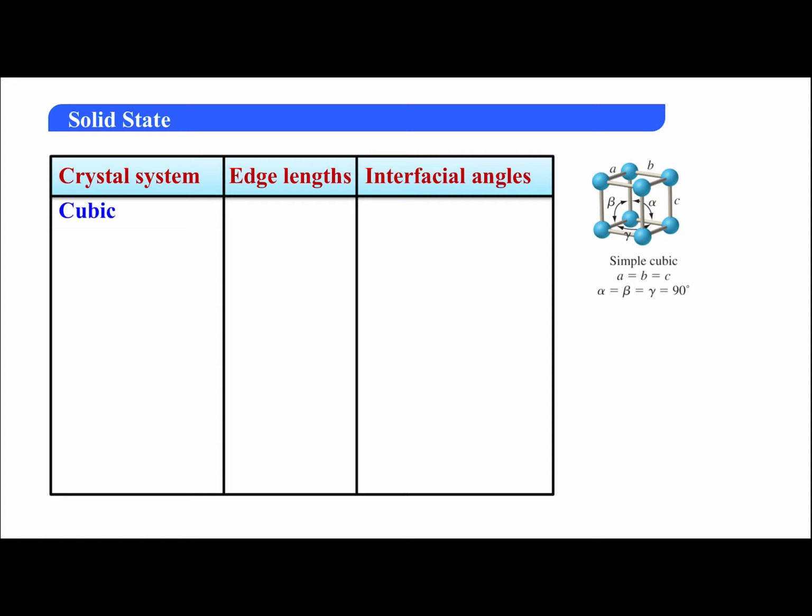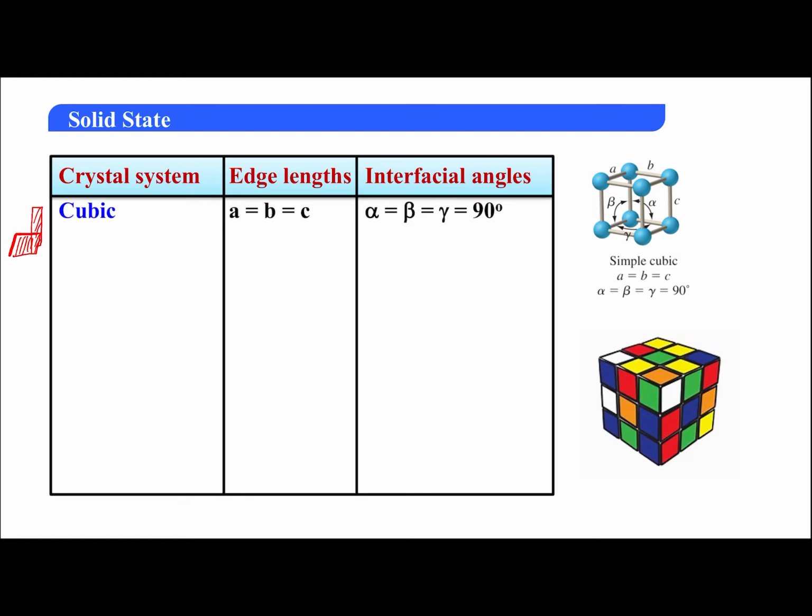Imagine the base as a square, and imagine the side also as a square. This is how you can remember. So, the base is a square, the side is also a square. When you say square, all the lengths are equal and all the angles are 90 degrees. Now, do you know any such cubic system around us that you are familiar with? Yes, Rubik's cube, where all the lengths are equal and all the angles are 90 degrees and equal.